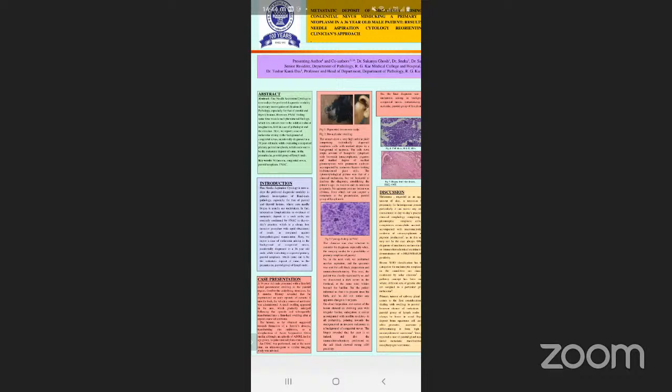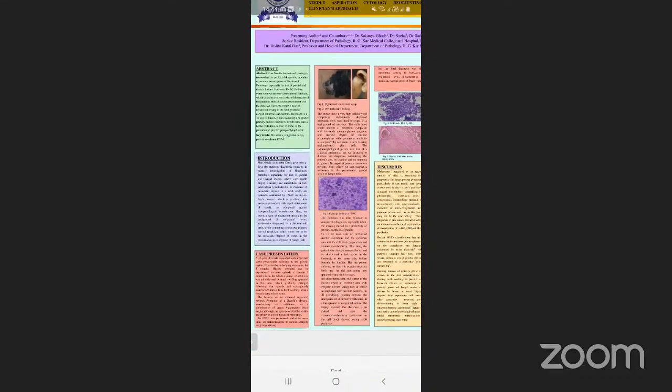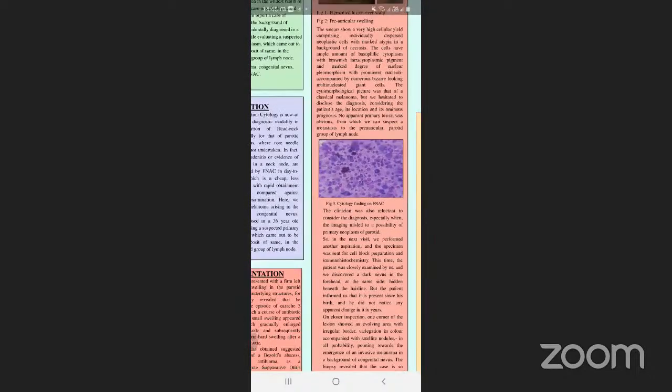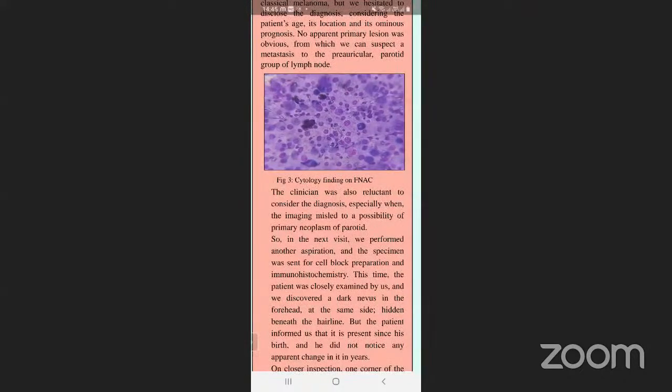However, on FNAC, the smear showed a very high cellular yield, comprising dispersed neoplastic cells with marked atypia in a background of necrosis. The cells had basophilic cytoplasm with brownish intracytoplasmic pigment. Also present were marked degree of nuclear pleomorphism with prominent eosinophilic nucleoli associated with bizarre-looking multinucleated giant cells.